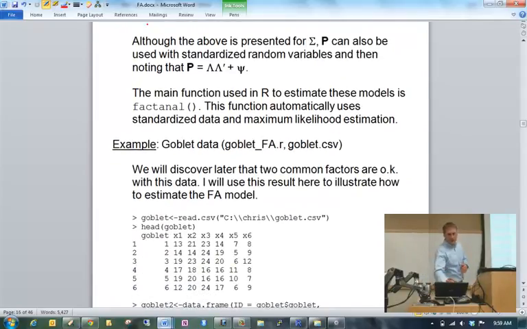So I presented the likelihood function in terms of the covariance matrix sigma. Well, you could also do it if you have standardized data. You could also put a p in there as well and make corresponding changes. And then finally, the actual function in R that's going to do the magic for us is factanal. It's going to find the maximum likelihood estimates for us, doing the numerical iterative methods.